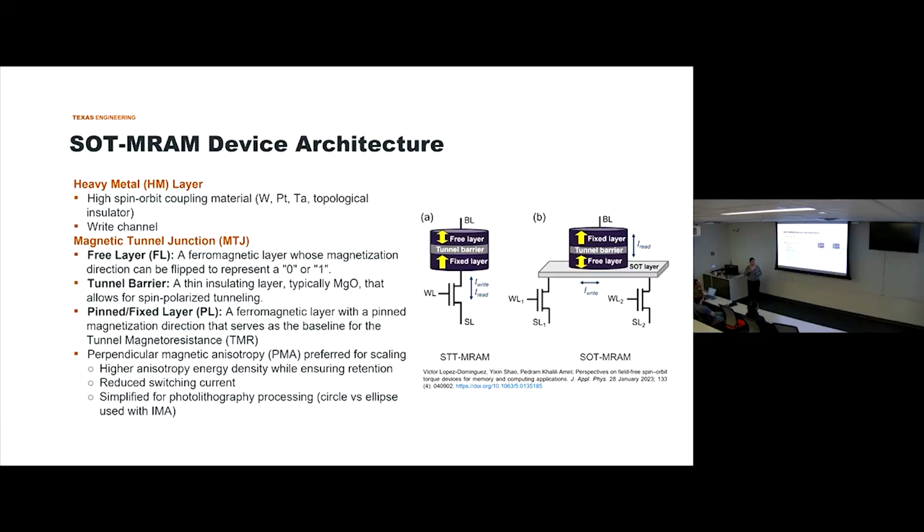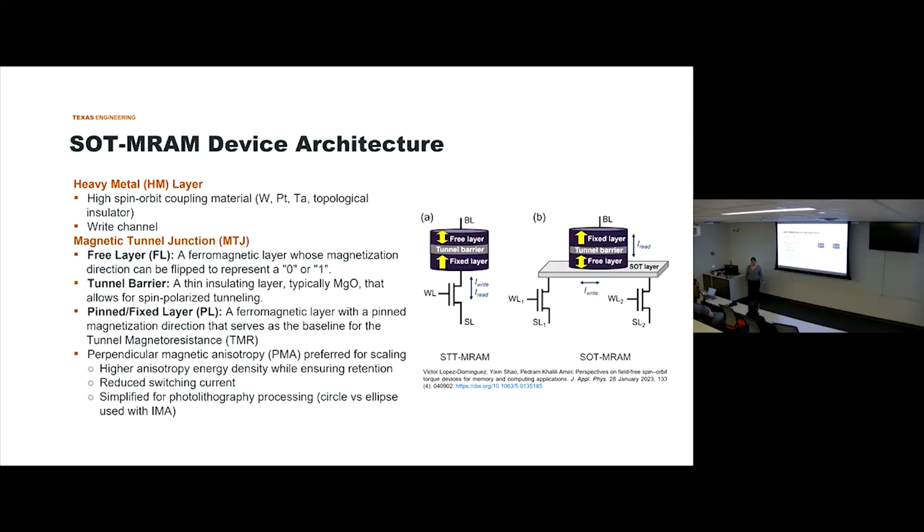The first is your free layer. This is the layer where your magnetization is going to switch, and this will determine the 0 and the 1 state. And then you have your pinned or fixed or reference layer. It goes by all of those names when I was reading all the papers. This serves as your baseline for your TMR read process.